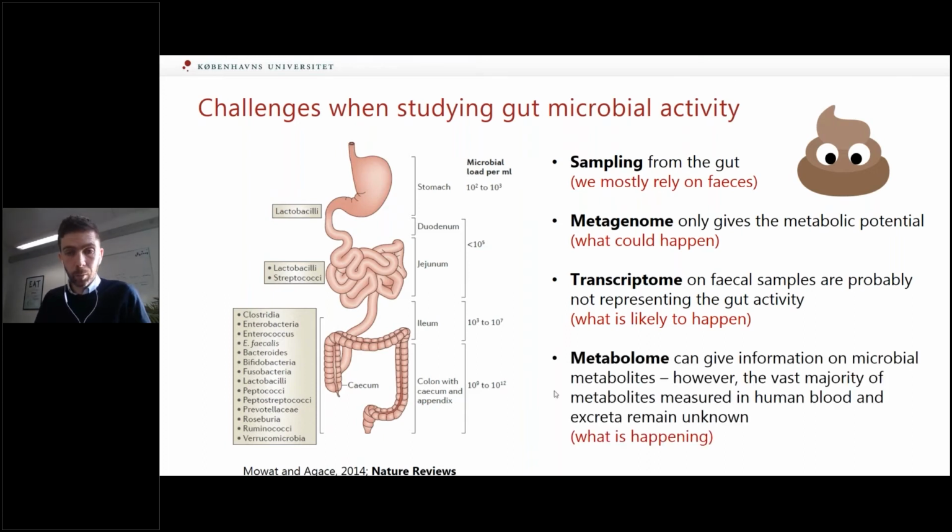And then what is mainly used currently to try to study gut microbial activity is to focus on the metabolome, which is the microbial and host and dietary metabolites that are found in a stool sample. And that is a bit closer to what is actually happening. This can also be measured in human blood and urine, for example.